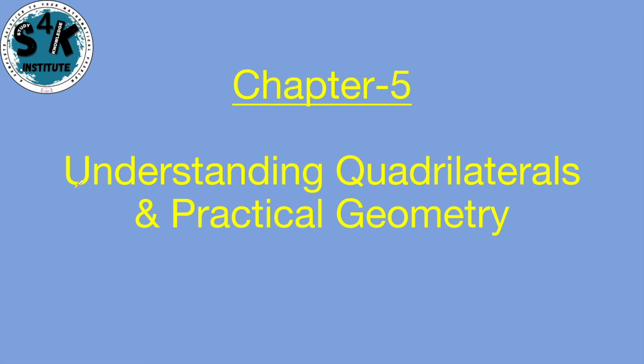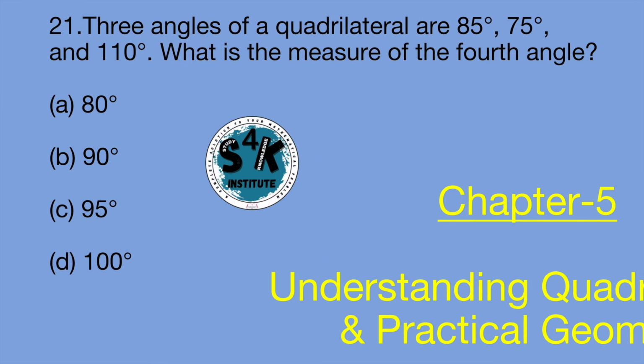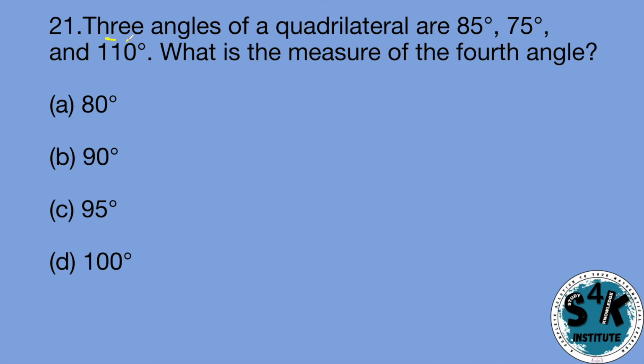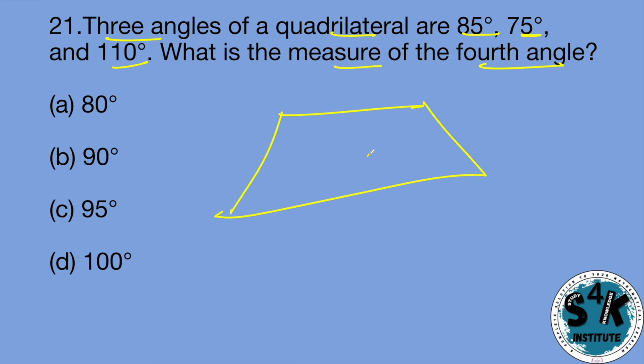Now the next topic is chapter 5, understanding quadrilaterals in practical geometry. So 3 angles of a quadrilateral are given. What is the measure of the fourth angle? So how many sides does a quadrilateral have? A quadrilateral can have any shape. I'm just taking a random shape. It may look like a trapezium to you, but I have not taken it as a trapezium. I have just taken 4 sides.